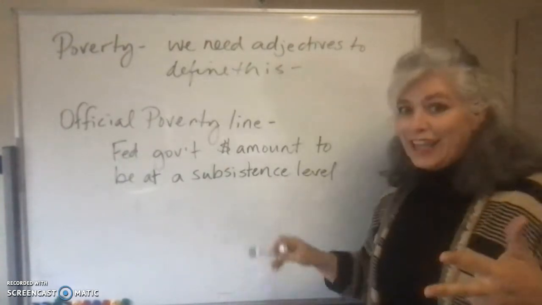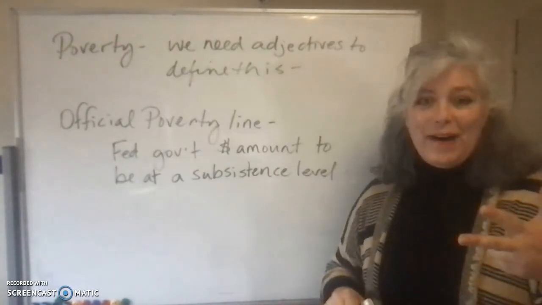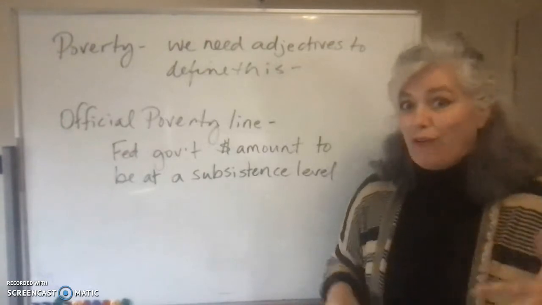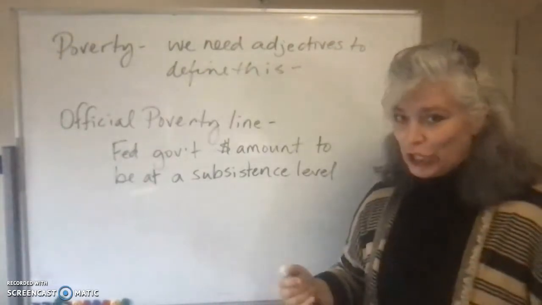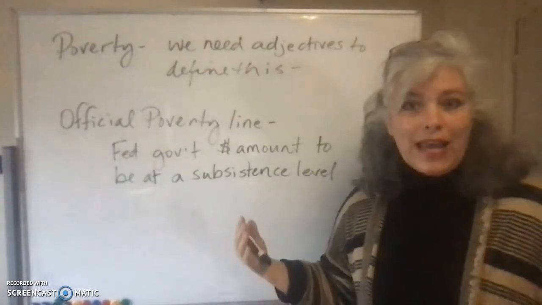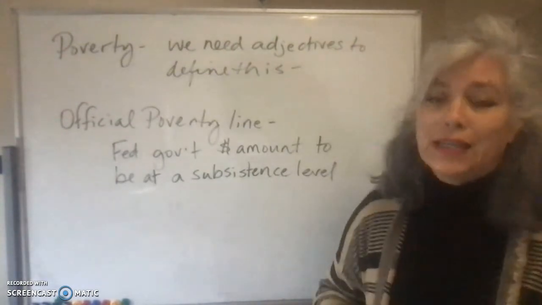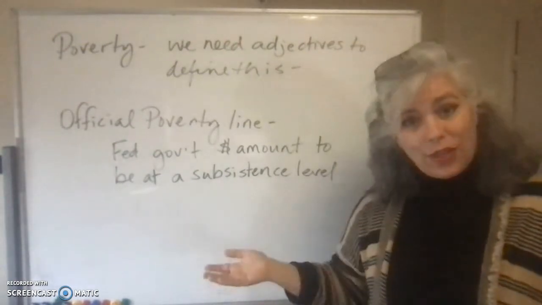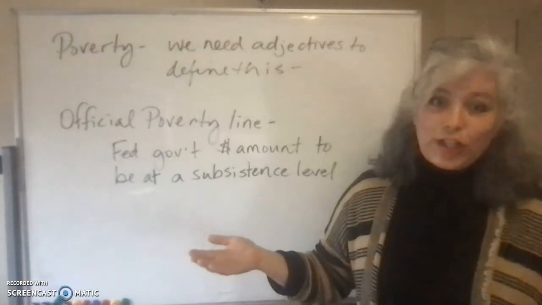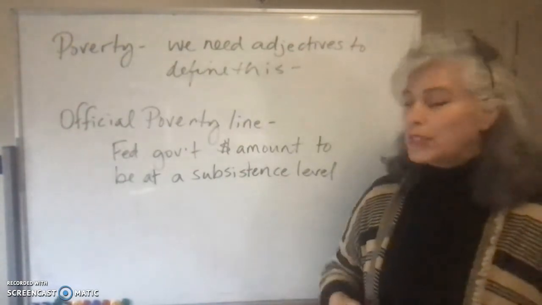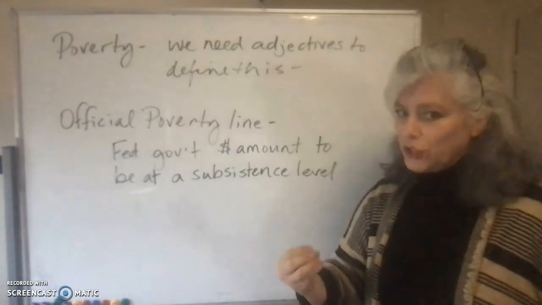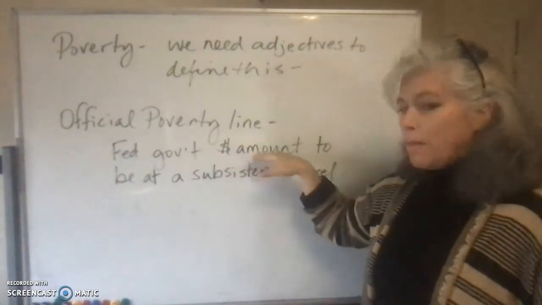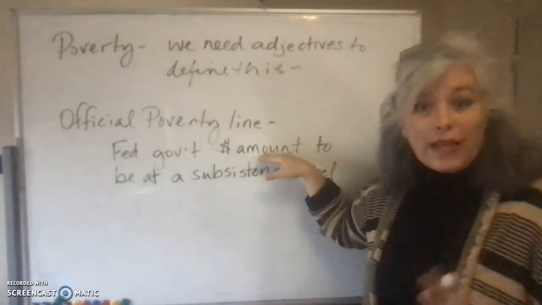It doesn't say that you have to be able to have running water inside your shelter. It just says you need water. It doesn't say you have to have electricity inside your shelter or heat in the wintertime or air conditioning in the summertime. It just says shelter. So this is a different amount every different place that you go.